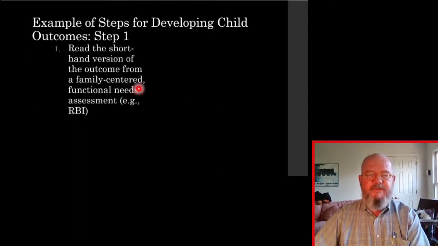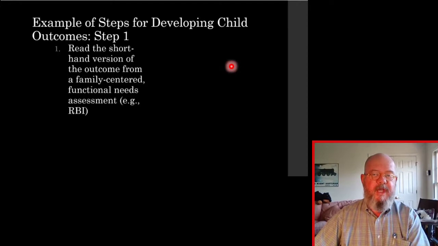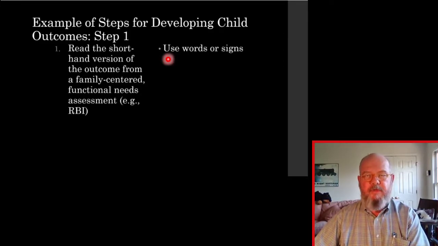So step 1 is to read the shorthand version of the goal from a family-centered functional needs assessment such as the RBI. And so that might have been, the parent might have chosen, I want my child to use words or signs to communicate.